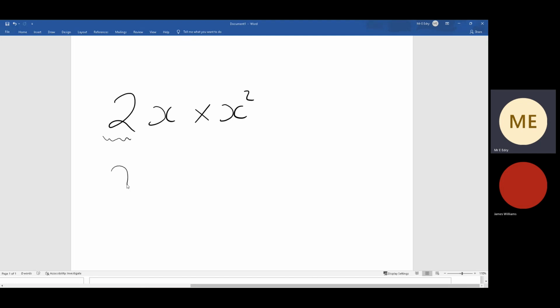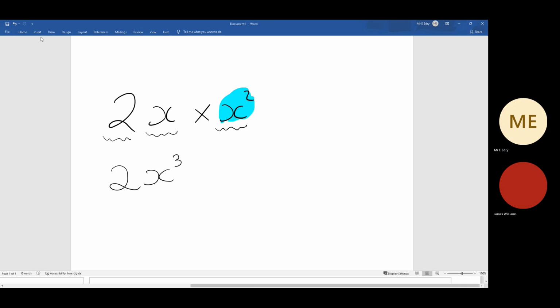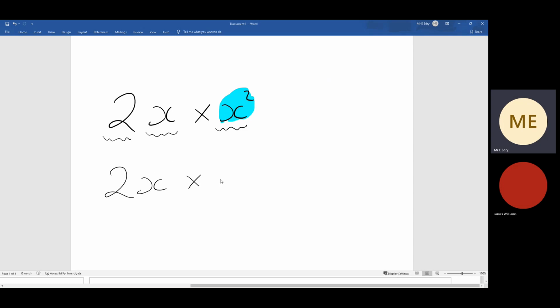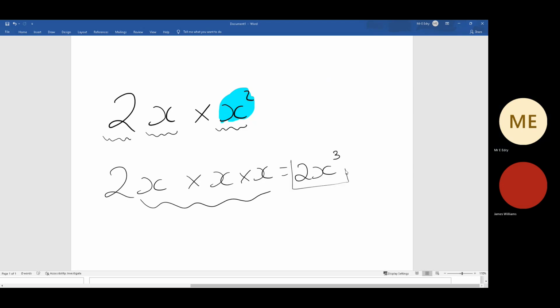Well, you've got 2, and then x times x squared is x cubed, okay? X times x squared is x cubed because x squared, if I highlight it, x squared is like x times x. So you've really got 2x times x times x. And there are 3 x's times together, so that gives you 2x cubed. Okay?